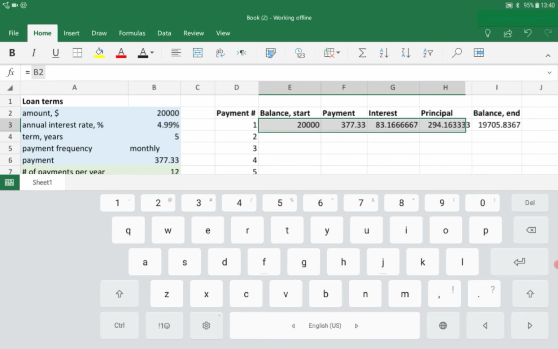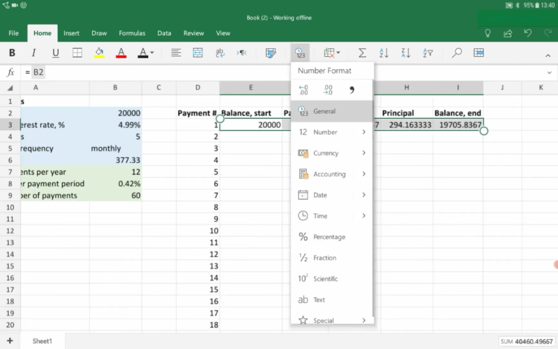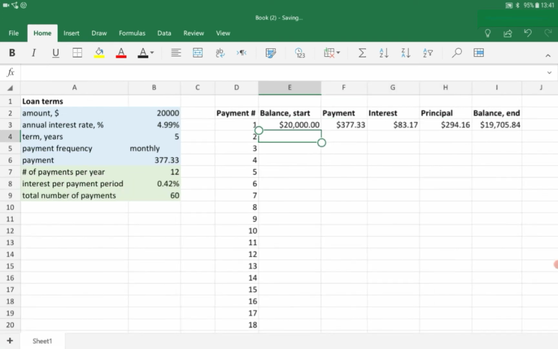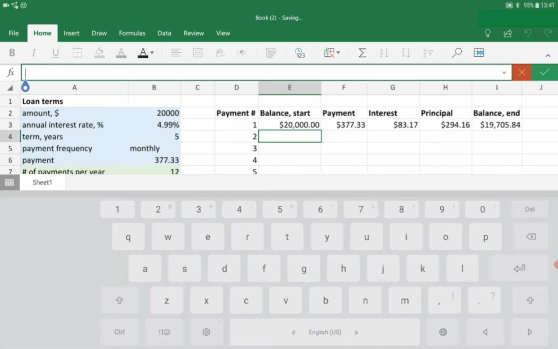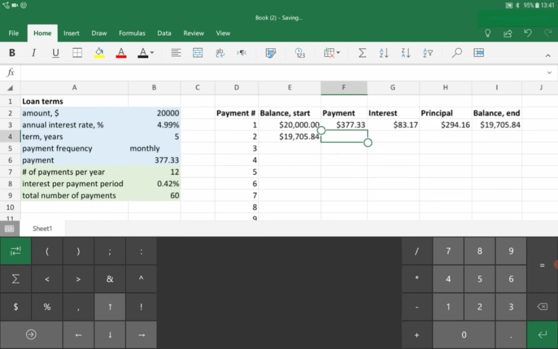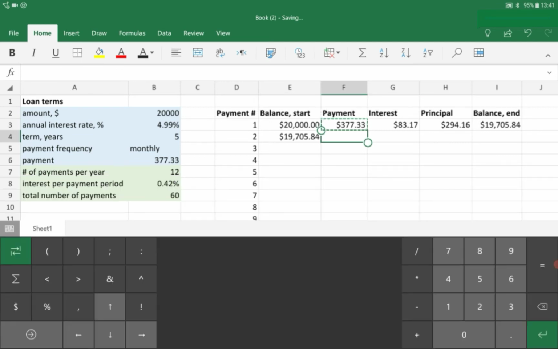Now I'm going to format the cells of the first row to express them as dollars and cents. The balance of the loan at the start of the payment period will be the balance at the end of the previous period. The payment is going to stay the same, so I'm just copying and pasting the cell, and you can see because it's an absolute reference, it still refers to our cell B6 in the spreadsheet.